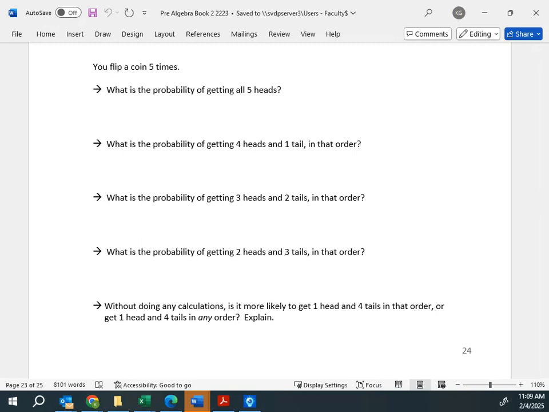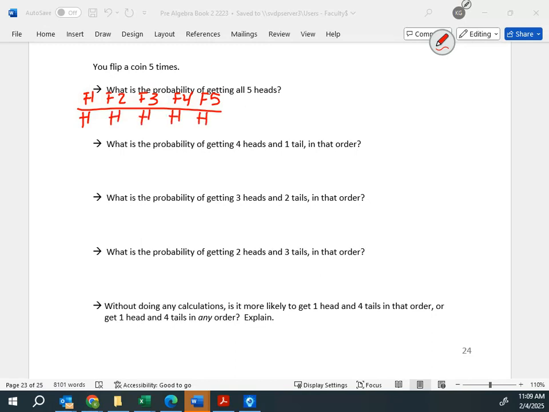How many times could I flip it and get all 5 heads? If I flip a coin 5 times and each time it lands on heads, how many? 20%? No. So we need to think to ourselves, I've got 5 outcomes, or 5 events. Flip 1, flip 2, flip 3, flip 4, flip 5. There's 5 events. I want heads each time. How many times could I get 5 heads? What's the probability, not odds, what's the probability of getting, how many desired outcomes are there?